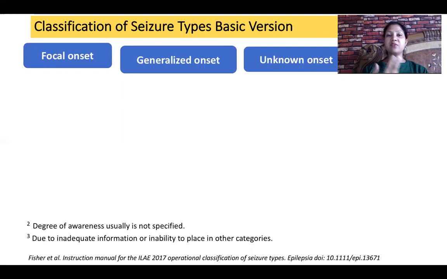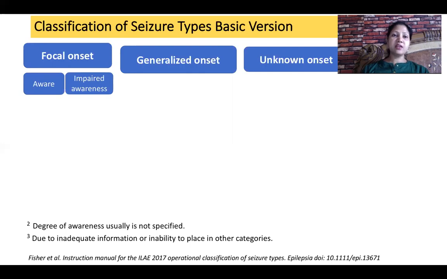A child having a focal version to one side of the eyes or the neck or body defines that it is a focal onset seizure. If the child has generalized stiffness at the onset or a generalized rhythmic movement of the body, it defines that it is a generalized onset seizure. And if the onset is not visualized, it is an unknown onset seizure. Previously, we used the term partial seizure, but in this new classification, the word partial has been replaced with focal onset seizure.